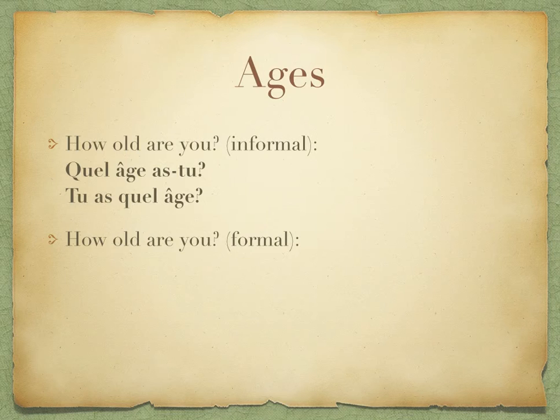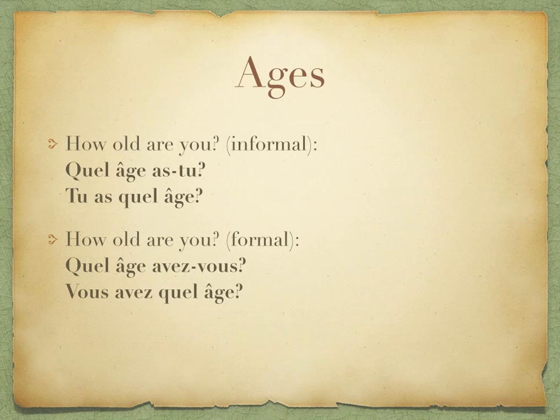The you have. So we're going to change a to avez and tu to vous. So we go from quel âge as-tu to quel âge avez-vous? Or, just like before, we can flip the two halves of the sentence, keep the quel âge together, but then flip the avez-vous. Vous avez quel âge?